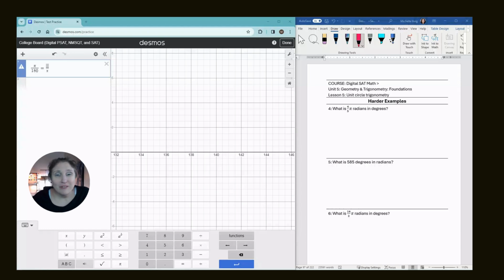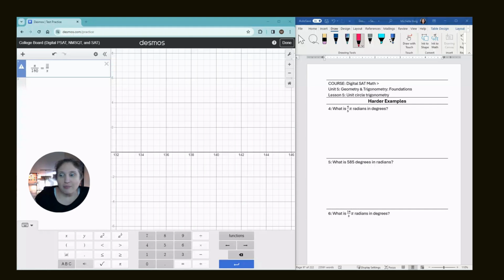We are doing Unit 5, Lesson 5, Unit Circle Trigonometry from Khan Academy. We are looking at the harder examples, and we are on page 97 of my book. If you haven't seen the previous video, make sure that you watch it to understand my formula that I like to use. Now, all that makes this harder is our radian measure is a little bit more complicated.